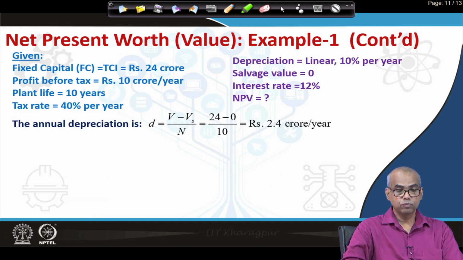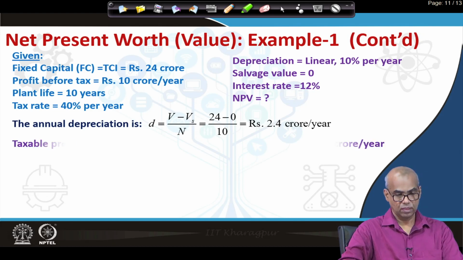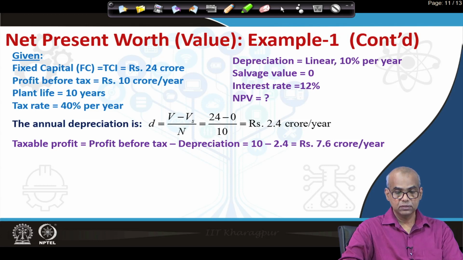So, first find the annual depreciation, which is (V minus Vs) by N. So, the fixed capital minus salvage value divided by plant life, is computed as 2.4 crore per year. So, what will be the taxable profit? The taxable profit will be the profit before tax minus depreciation. So, depreciation has to be subtracted, that is the tax incentive. So, 10 minus 2.4 and you get 7.6 crore per year.